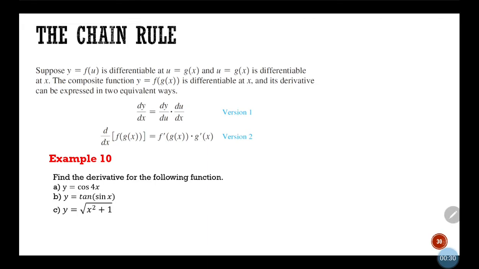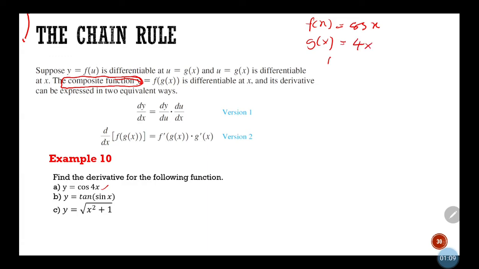Basically for a function that we used to call a composite function. Composite function ni maksudnya sebelum ni you pernah belajar, or in Malay we used to call it fungsi gubahan. Katakanlah we have a function. We're saying that fx equals to cos x, and then gx is equals to 4x.